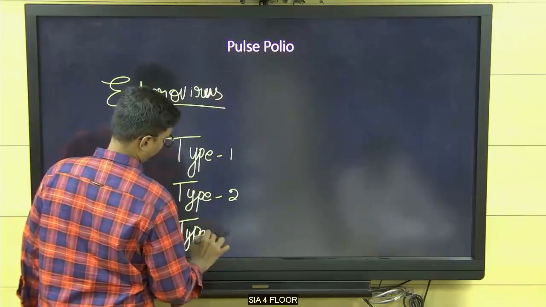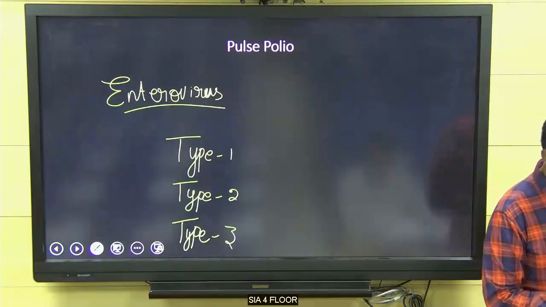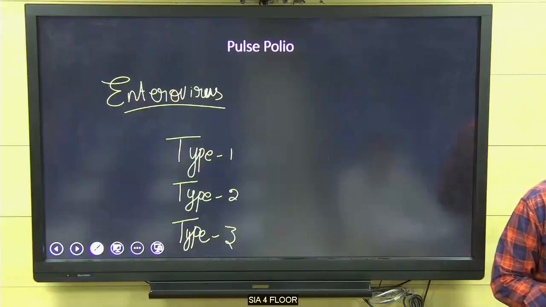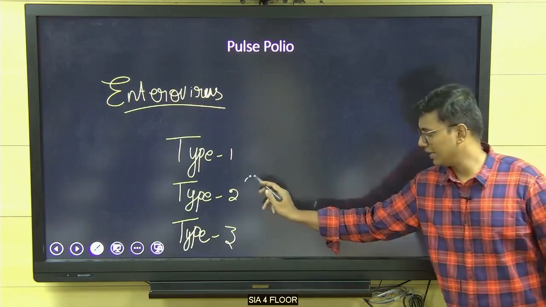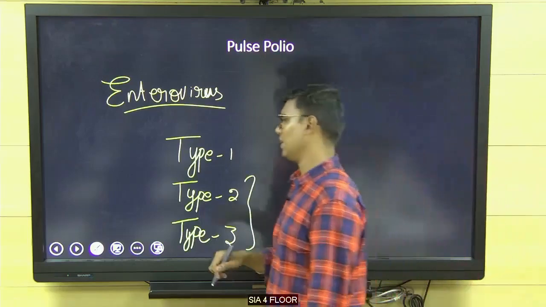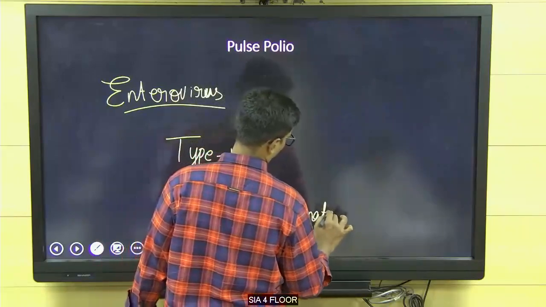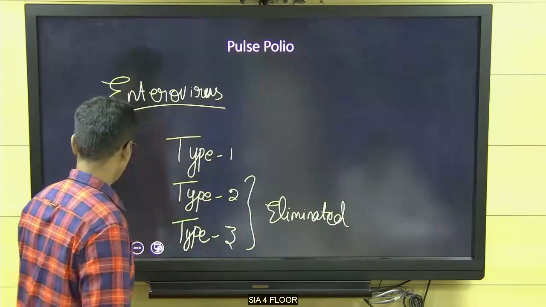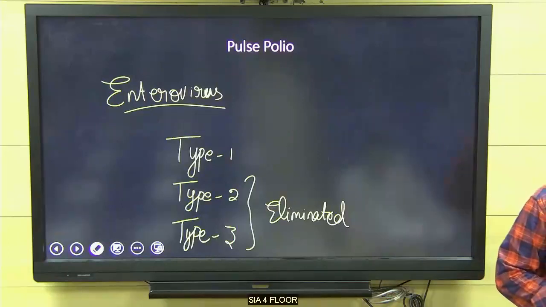Can someone say which of these are eliminated right now? 2 strains are eliminated right now. Online people, the chat box is empty for a long time. Can someone say which polio type is eliminated? Take a random guess. There are 17 people. If 3 people are going to say type 1, 3 people are going to say type 2. Somehow someone will get the right answer. Take random guesses. 3 or 2. Okay. So type 2 and 3, they are eliminated in the wild. Their wild polio virus is completely eliminated.